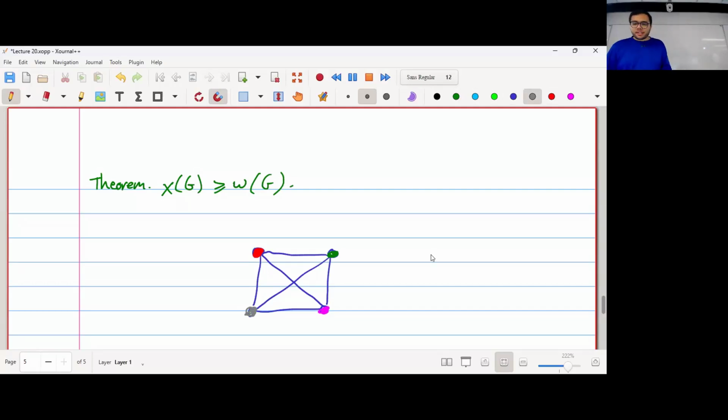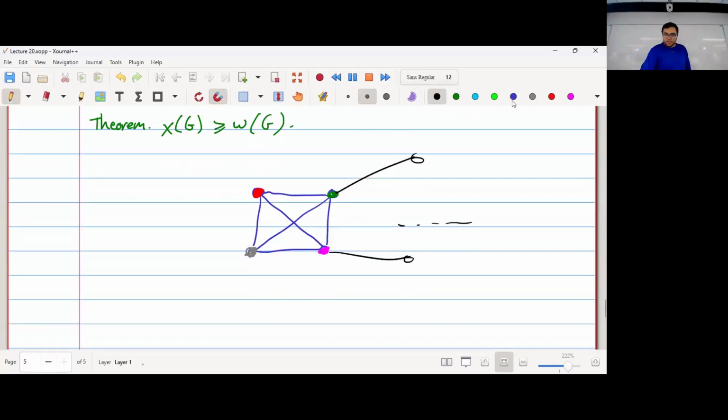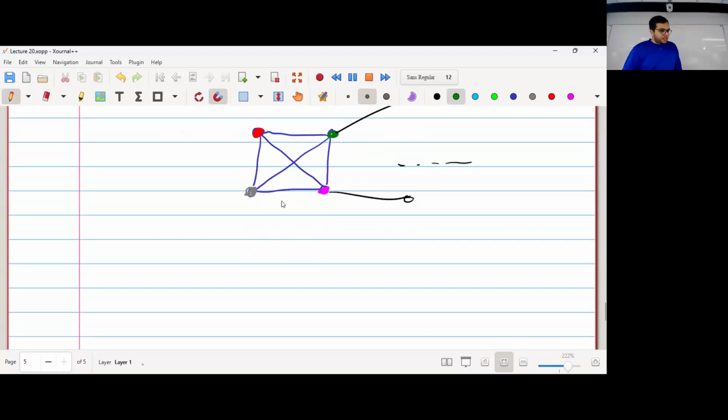And it doesn't matter if this clique is not my entire graph. So maybe my graph had some other things going on. I don't know, right? At the end of the day, every vertex here is connected to every other vertex here. So no matter how I color my entire graph, I have to give different colors to the vertices of my clique. So if this is the size of the largest clique, I just look at the largest clique and I say I need at least these many colors. Okay, great. Now let's do the second theorem.